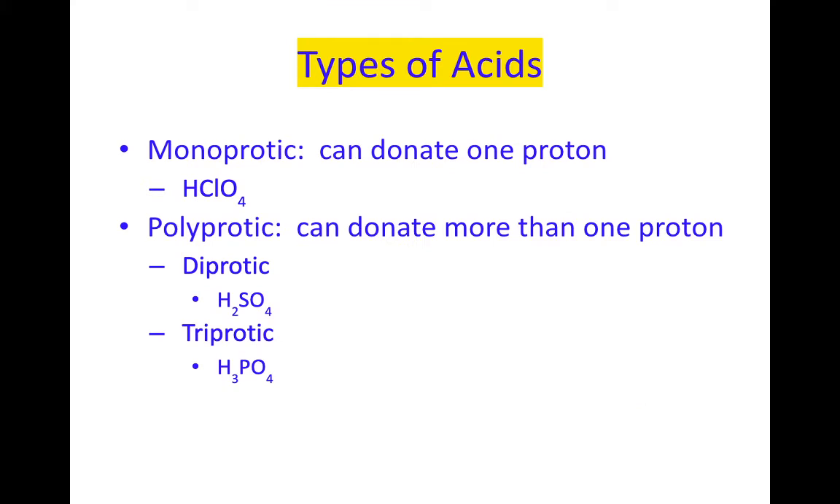Again, we've already talked about this a little bit yesterday, but we can classify acids by the number of protons or hydrogen ions that they contain. A monoprotic acid is going to be something like HCl, HBr, HClO4. They have only one proton to donate, whereas polyprotic acids have more than one proton they can donate. So any acid that has more than one hydrogen ion, for example, H2SO4, H3PO4, H2CO3, these are polyprotic.